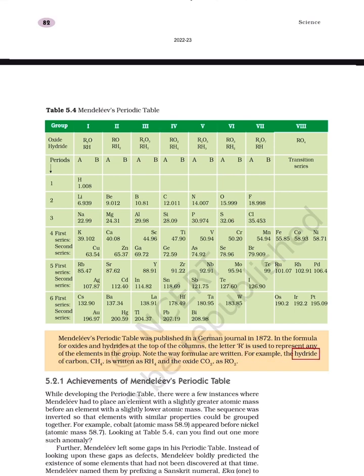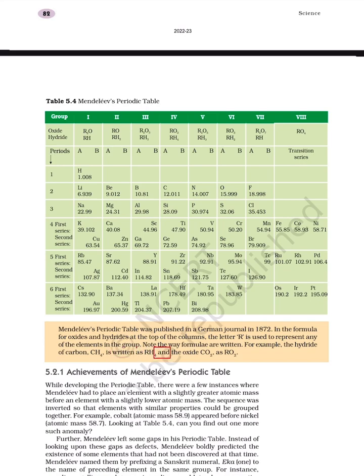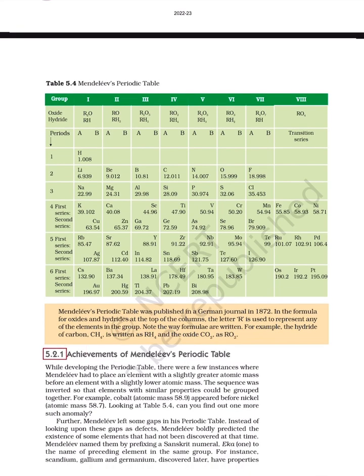For example, the hydride of carbon, CH4, is written as RH4 and the oxide CO2 as RO2. 5.2.1 Achievements of Mendeleev's periodic table.